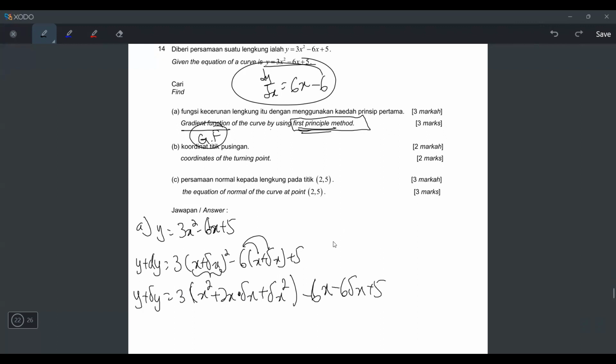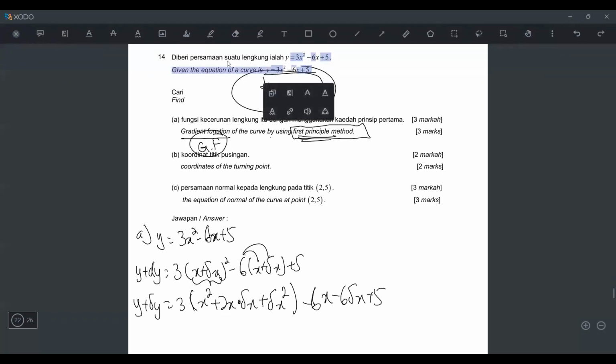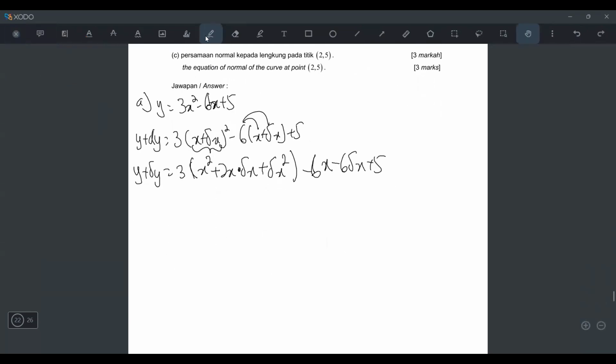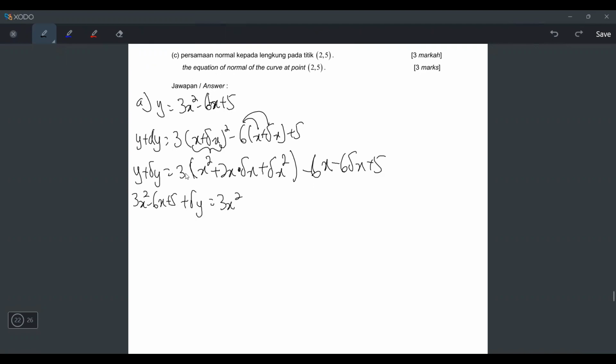And now you can substitute the y actually, because we all know y equals what? 3x squared, sorry, y equals 3x squared minus 6x plus 5, right? So I can put here 3x squared minus 6x plus 5, and then plus delta y equals 3 times x squared is 3x squared, 3 times 2x is 6x, times delta x, of course, and then 3 times delta x squared is 3 delta x squared, and then minus 6x minus 6 delta x plus 5.